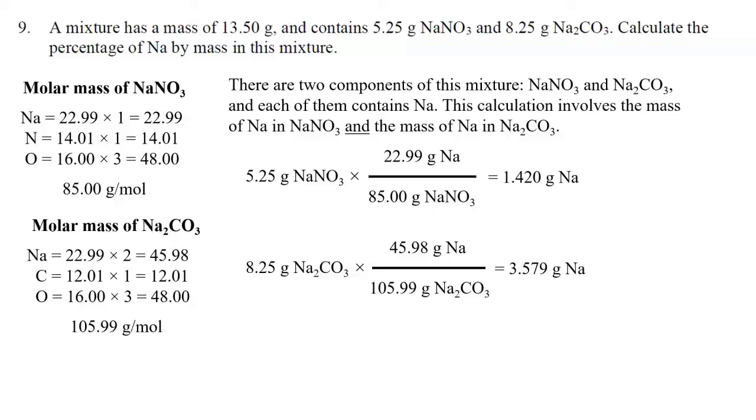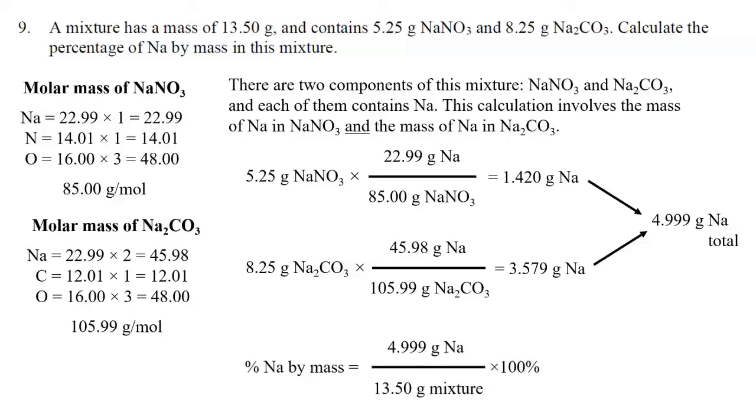Now that we've calculated all of the sodium present from the sodium nitrate and the sodium present from the sodium carbonate, we can add them together. And if we do that, we get almost exactly 5 grams, 4.999 grams of sodium. The total mass of the mixture is 13.50. So mass of sodium divided by the mass of the mixture times 100. And our answer to number 9, the percentage of sodium by mass in the mixture, works out to be 37.03% sodium by mass in this mixture.